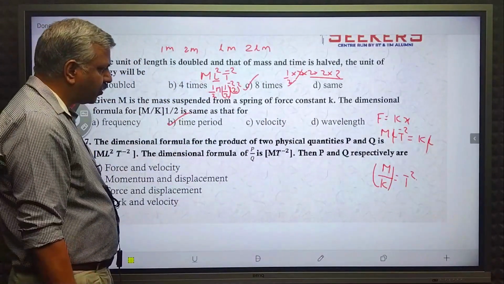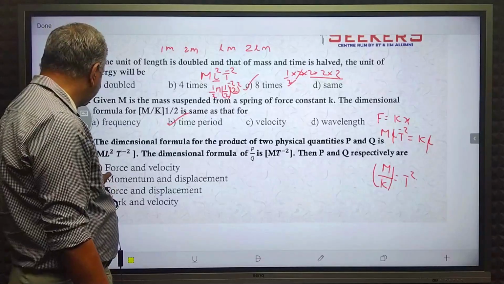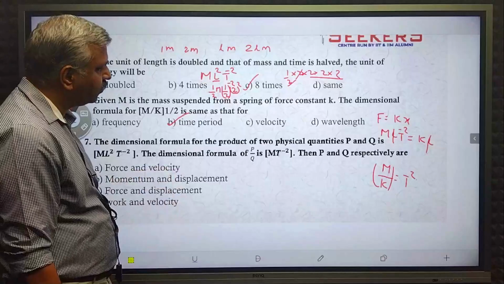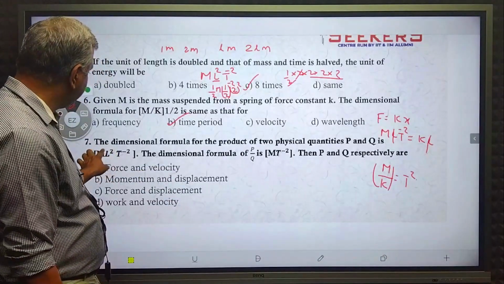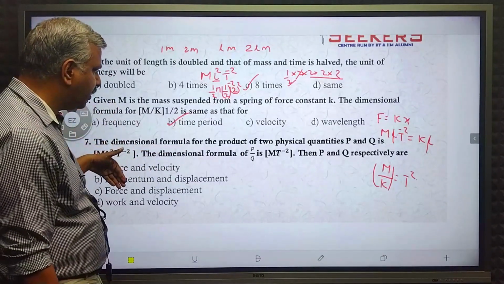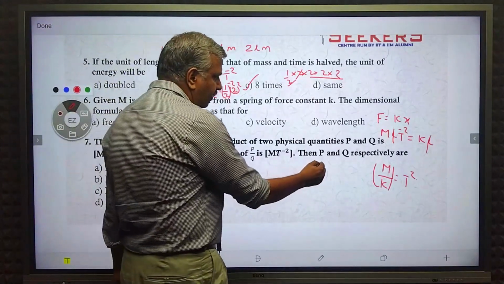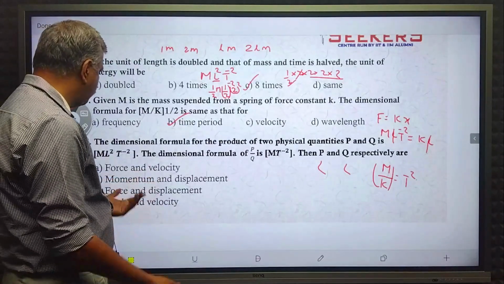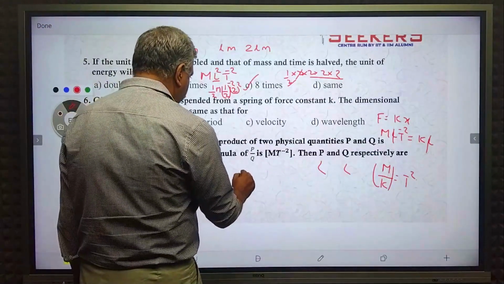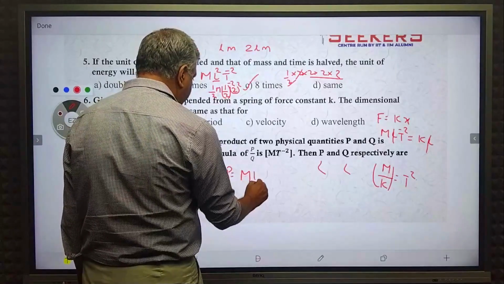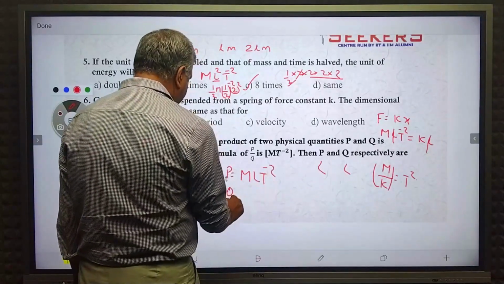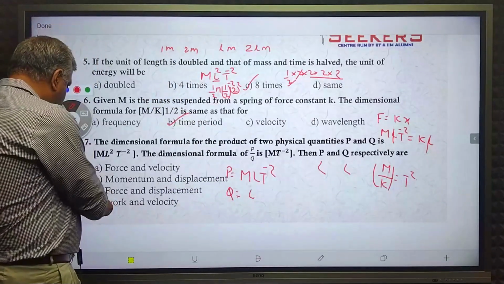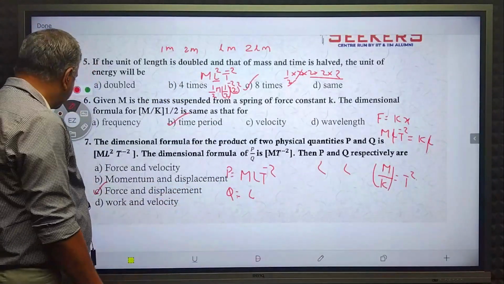The dimensional formula for the product of two physical quantities P and Q is this much. Okay, so the dimensional formula for the division of those two is m T power minus 2. So obviously L is what was missing there. So it was L in the numerator, L in the denominator. That means P must have an L, Q also must have an L. So force and velocity is okay, but we can do it exactly and then see. So I think P will be equal to mL T power minus 2 and Q will be equal to L alone. So P is force and Q is displacement. So that's how you can work it out.